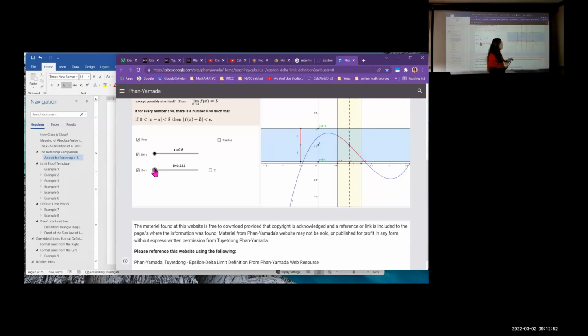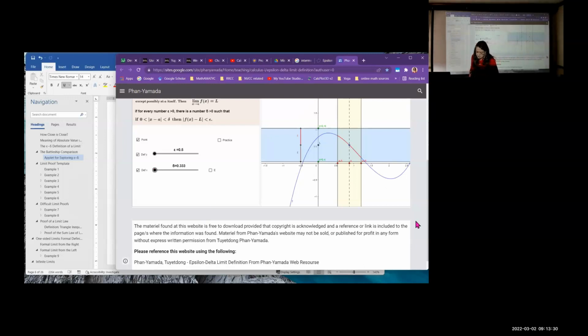On this particular applet, Tuatdong made them turn red instead so that you could see the section of the graph with the Y values that are falling inside the band. So this red section right here corresponds to the Y values for the X values in the yellow band right down here on the X axis. So this red band is completely within the blue. So if epsilon is set to be 0.5, then a delta of 1/3 will work. All right, delta of 1/3 will work.